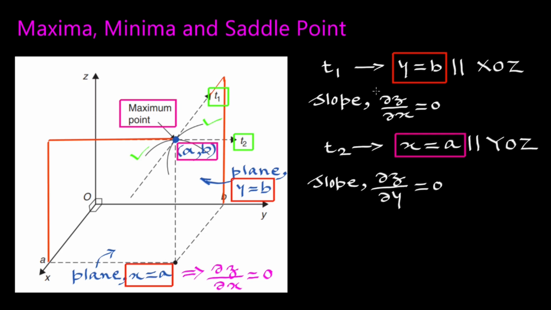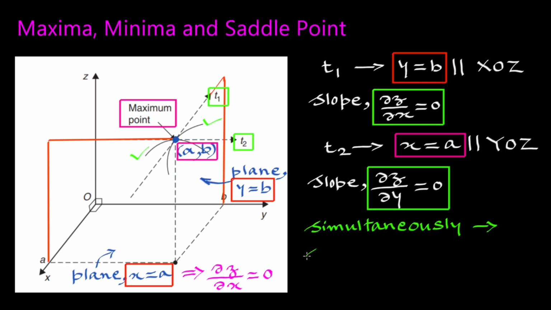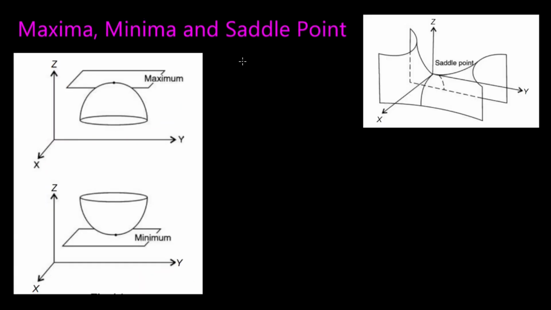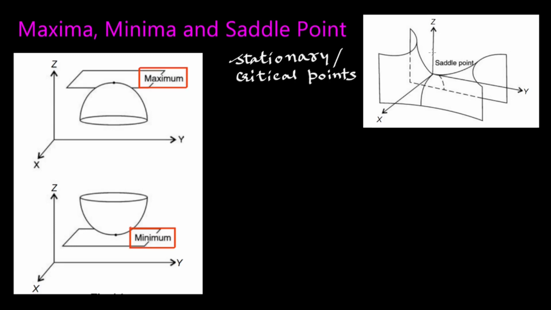Now, by solving equations partial z by partial x equals 0 and partial z by partial y equals 0 simultaneously, we get stationary or critical points of z equals f(x,y). Three types of stationary or critical points are possible: maximum, minimum, and saddle point.